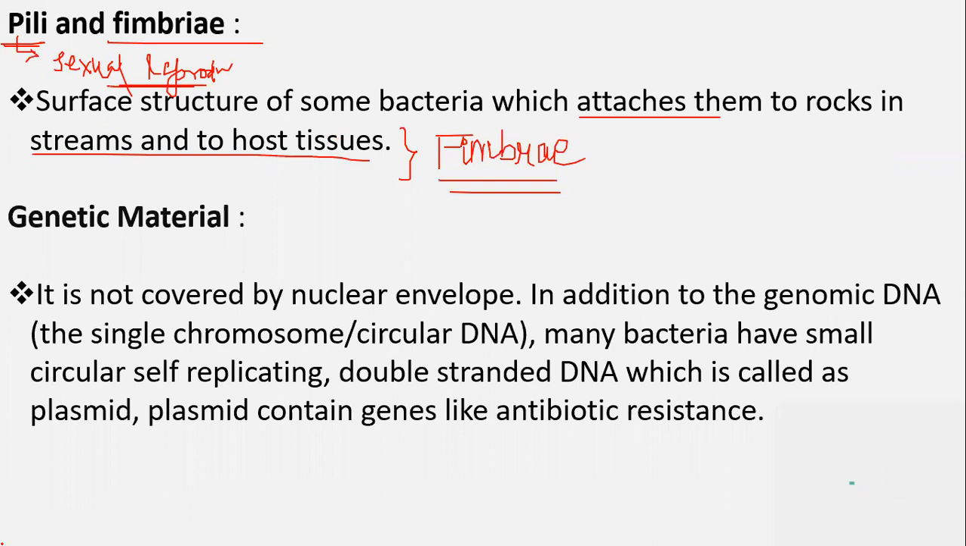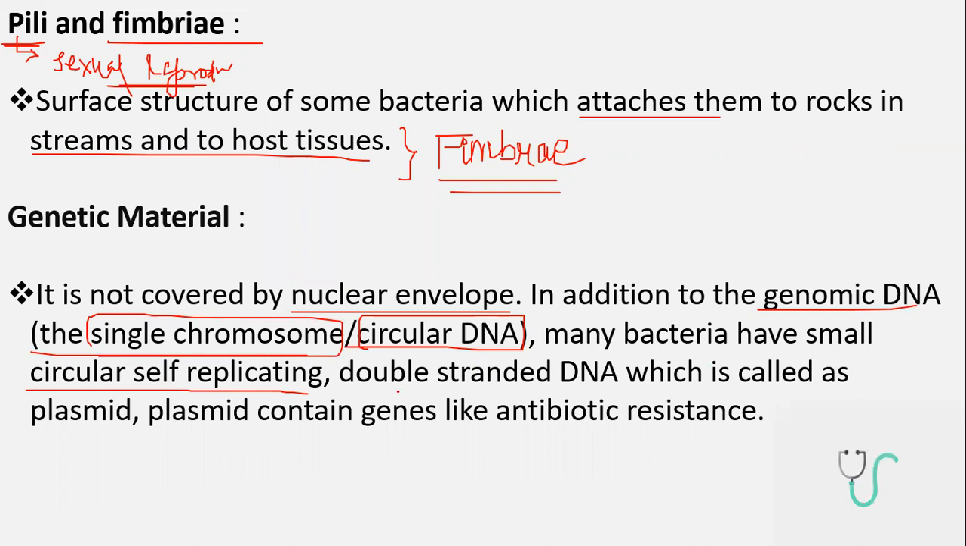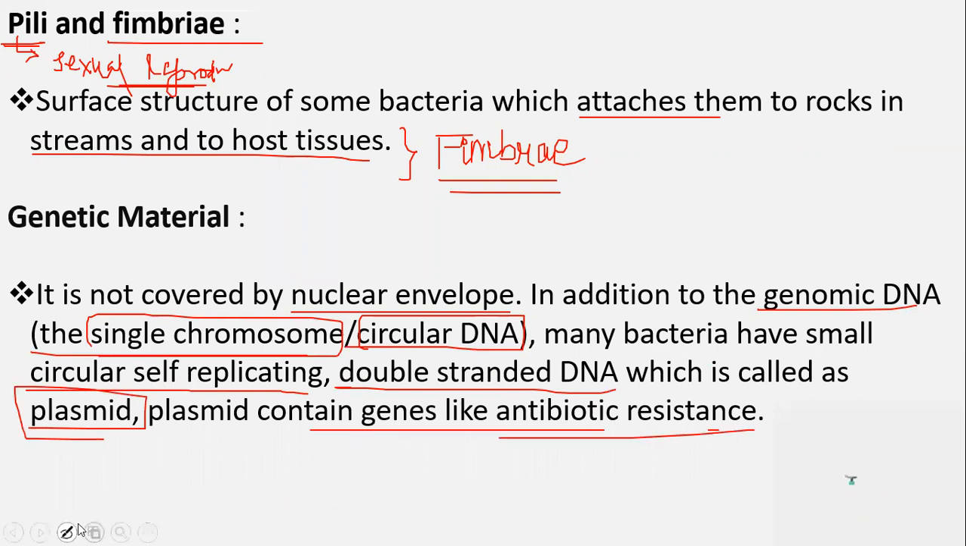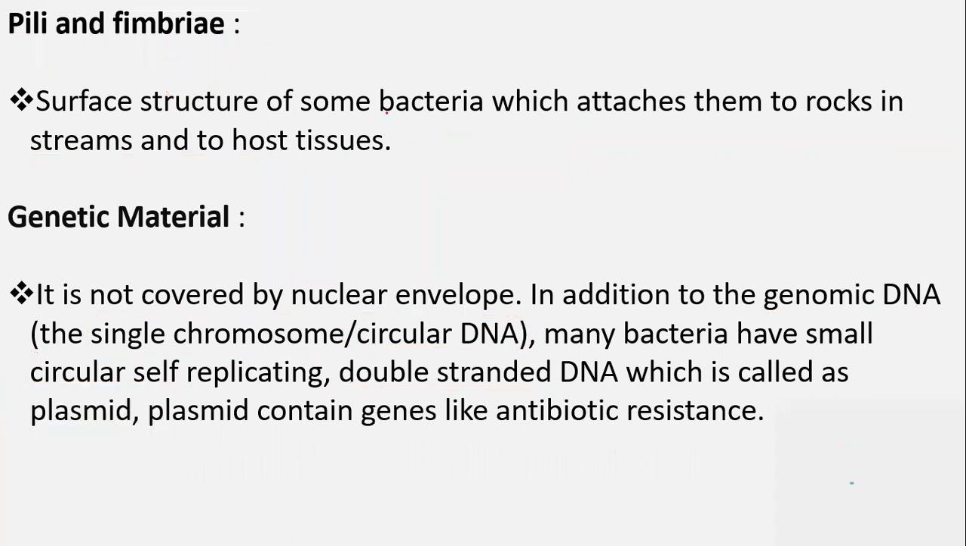Next, the genetic material is not covered by a nuclear membrane. In addition to the genomic DNA, the single chromosome or circular DNA, many bacteria have small self-replicating double-stranded DNA which is known as the plasmid. Plasmid contains many genes, like the antibiotic resistance gene.